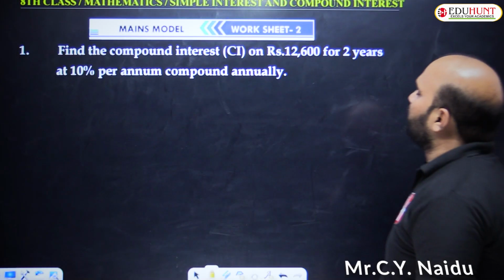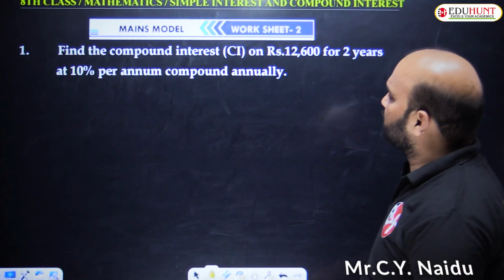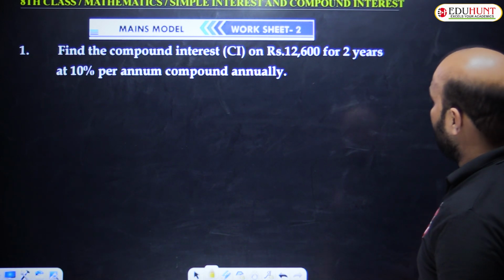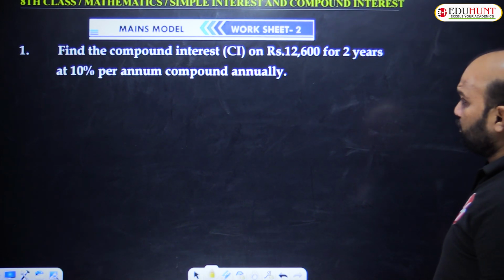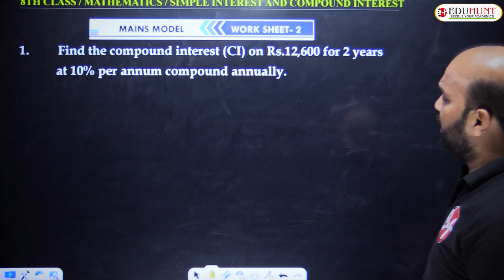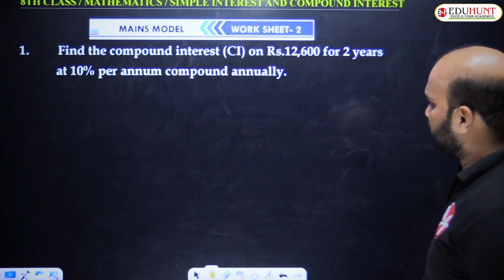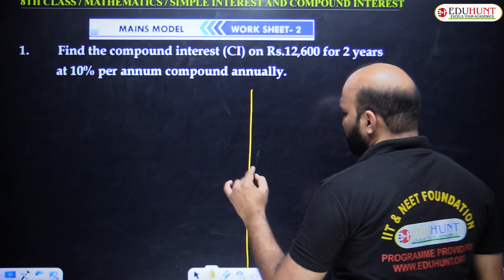So let's go to worksheet number 2. It's a compound interest concept. Have a look at question number 1. Find the compound interest on 12,600 rupees for 2 years at 10% per annum compounded annually. It can be calculated by 2 types of methods. One is the Pascal method, another one is the traditional method.